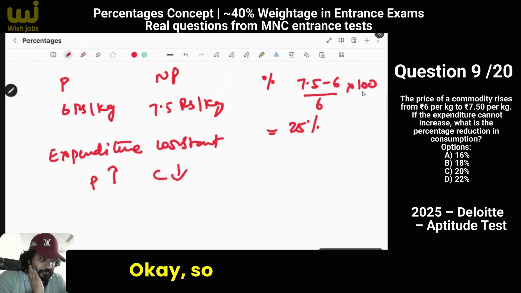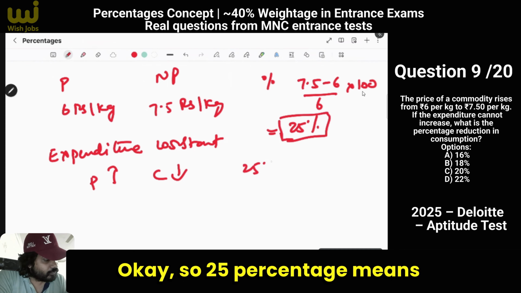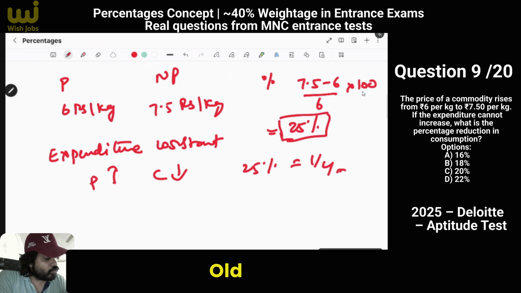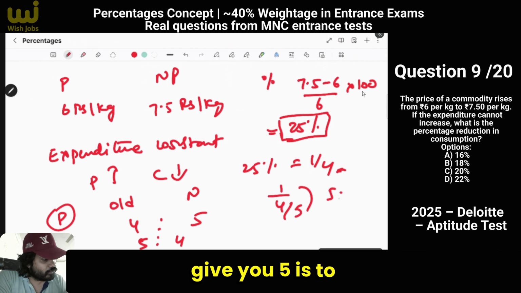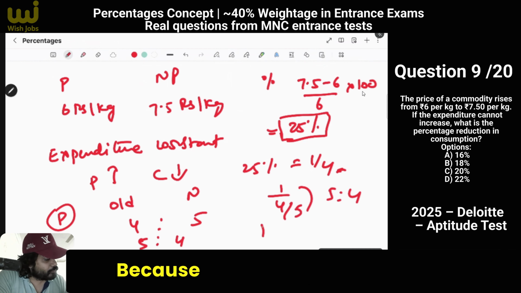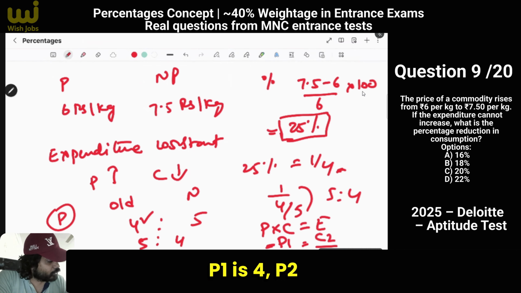Okay, so now you need to find out how much it decreased. 25% means 1 by 4. That means old price is 4, new price is 5. This is for price, 4:5 ratio, the old versus new. The consumption is inversely proportional, so it will become 5:4, because price into consumption equal to expenditure. P1 by P2 equal to C2 by C1. P1 is 4, P2 is 5.